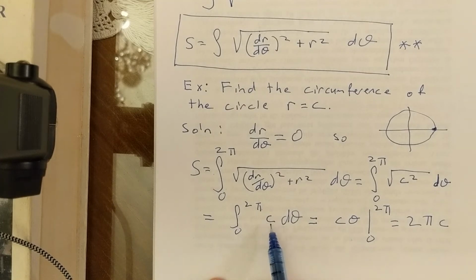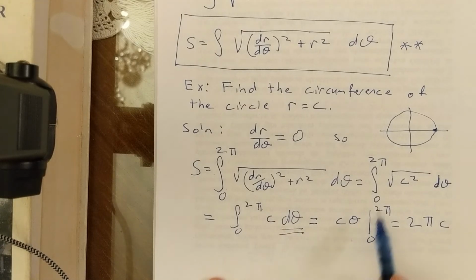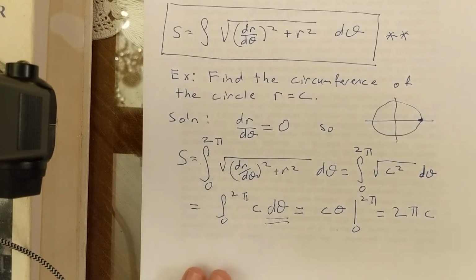I can tell you that. C is a constant, so we're integrating with respect to d theta. So that is c times theta, evaluated from 0 to 2 pi. Plug in 2 pi for theta, and you get 2 pi c, okay? Which is basically the formula 2 pi r for the circumference of a circle that we already knew about, okay?